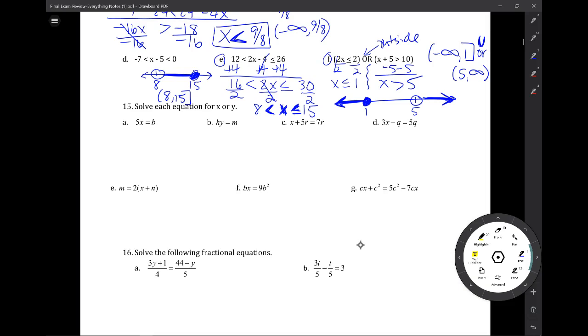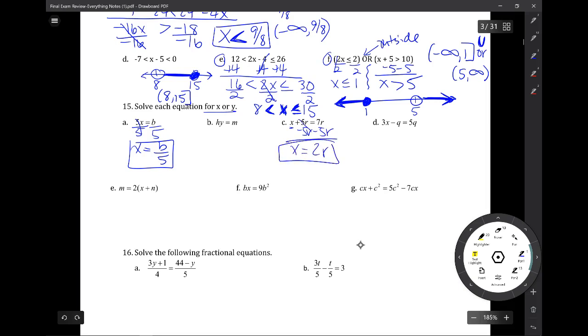So the easiest one would be letter A, and notice in the directions it says solve for either x or y. So letter A has only an x in it, so to get x by itself, I would just have to divide 5 to the other side. That one's pretty straightforward. Something like letter C would also be a very simple, basic example, because if I'm trying to isolate x, then I would just subtract 5r to the opposite side. You're just doing the opposite operation.